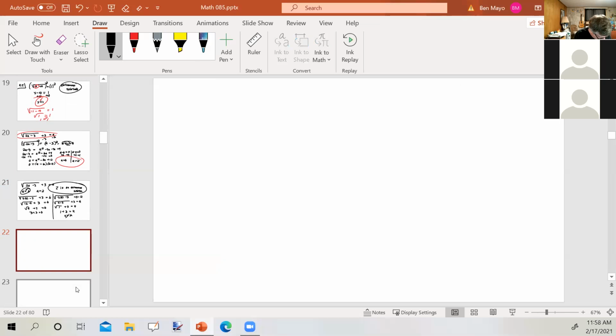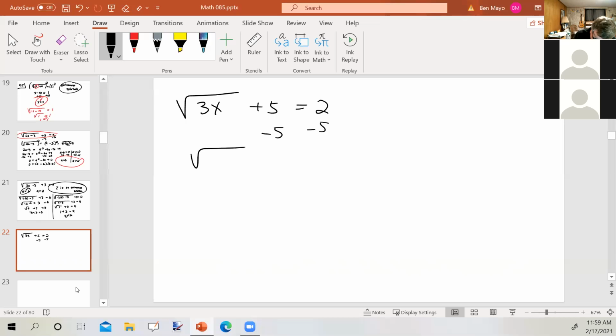Maybe, maybe not. We have the square root of 3x plus 5 equals 2. The directions say solve each equation, write all proposed solutions, cross out those that are extraneous. That's out of the textbook. On WebAssign, I think you label them. It asks you specifically. I have an equation with one radical. I'm going to isolate that radical. So I'm going to subtract 5 from both sides, and I get this.